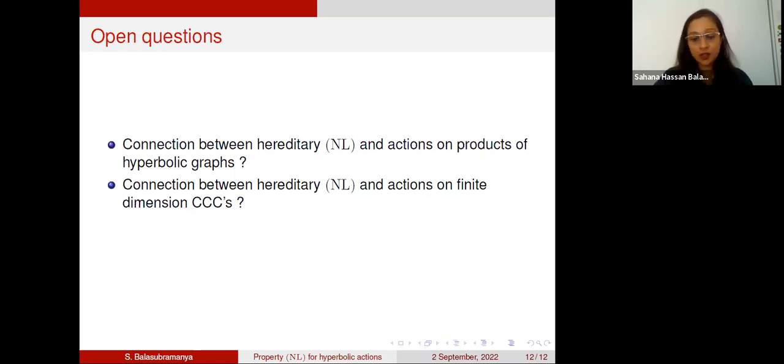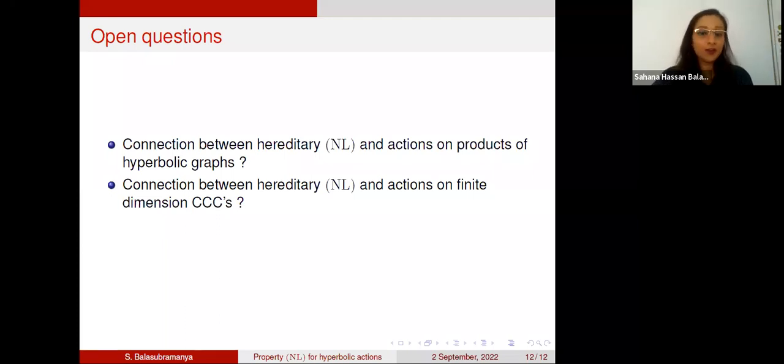Something that isn't mentioned on the slide, but we also talked about yesterday in our meeting with Anthony and Francesco, is that there might also be a connection between being hereditary NL and restrictions that a group could have on being an HHG. The idea being that if you don't admit loxodromics in any hyperbolic action, then it should be impossible to deconstruct your group into hyperbolic spaces, which morally means that your group should not be able to be a HHG, or a hierarchically hyperbolic group, if you're familiar with what those are.